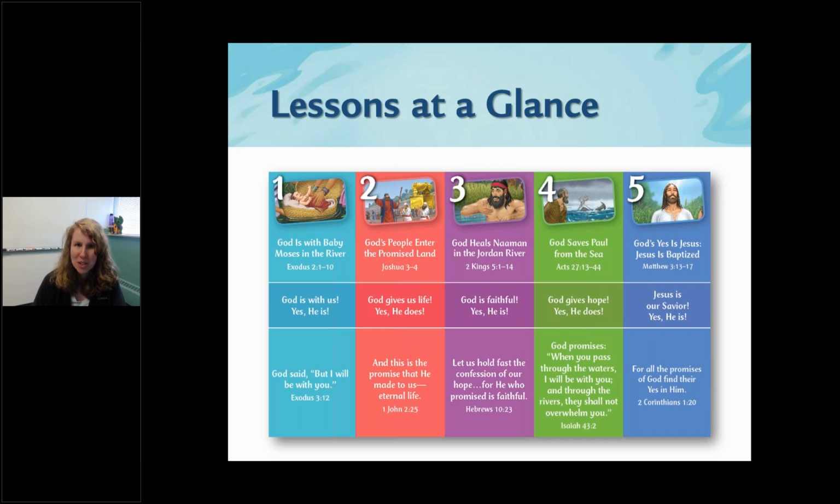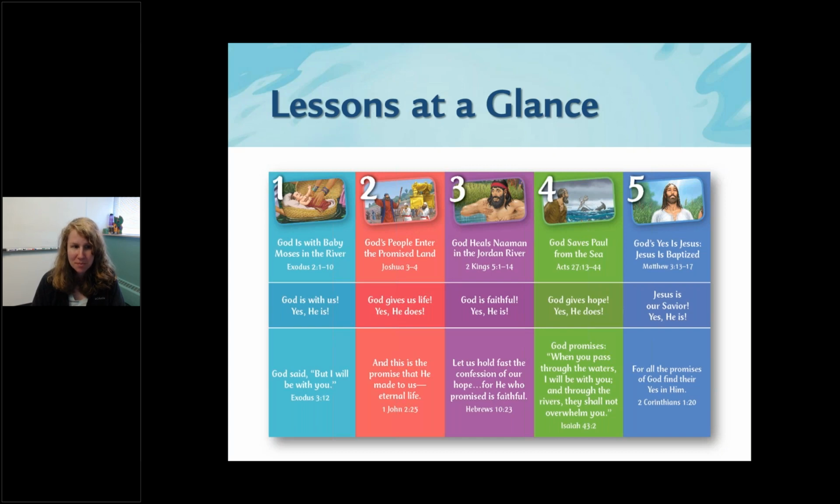It looked like everyone was going to die, but God had a special plan for Paul and for each of those people on the boat. God always gives us hope, even in the darkest of times. We know that he will save us, that he will bring us to eternal life. And then day 5's lesson, God's yes is Jesus. Jesus is baptized. Jesus is our Savior, in whom we find all the yes to God's promises.